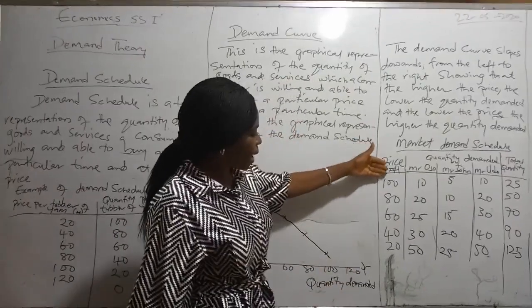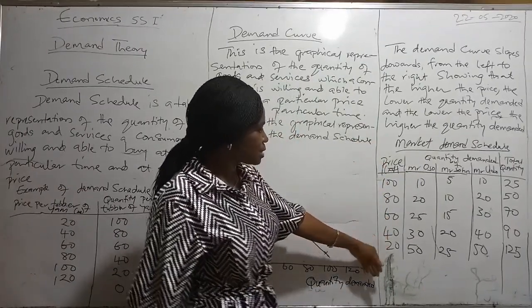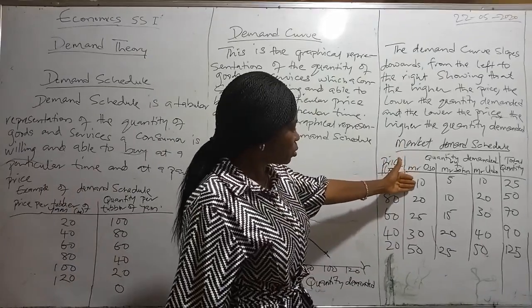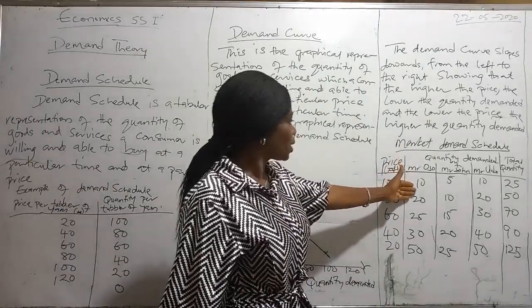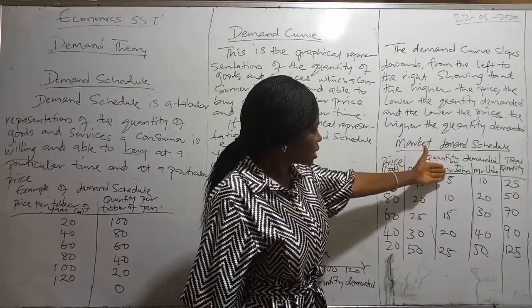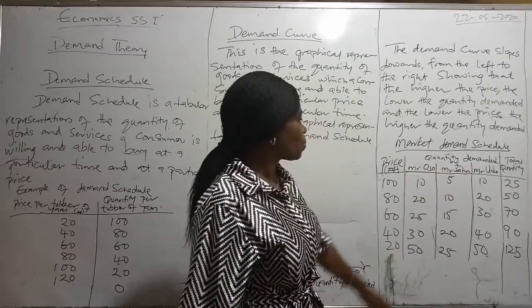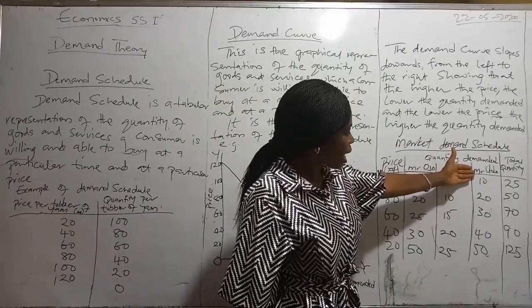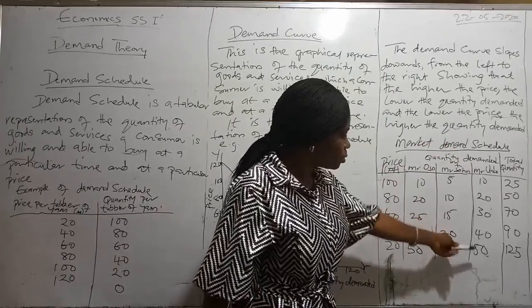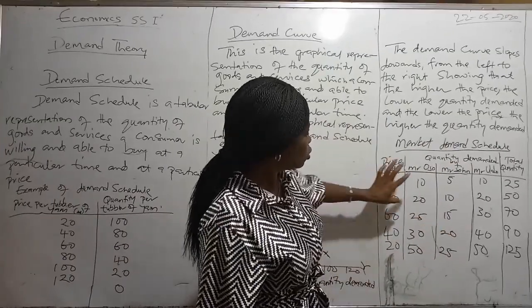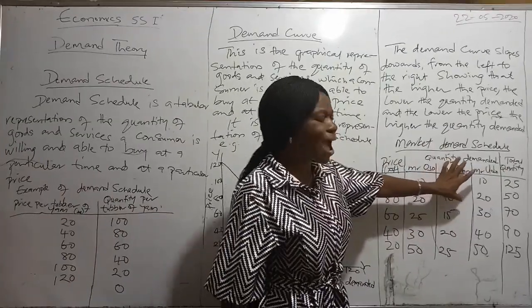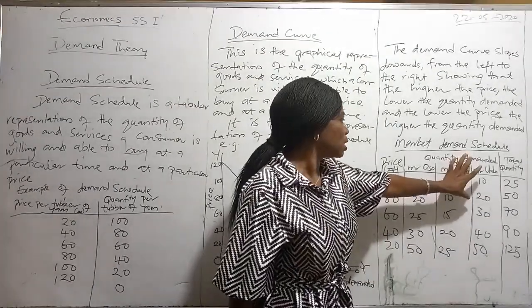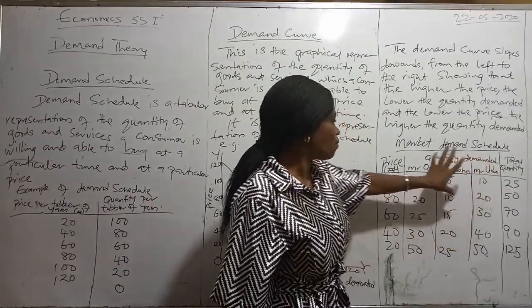Now look at it. The price is here. Look at the price. Look at the quantity Mr. Ojo is willing and able to pay for. Look at the quantities that Mr. John is willing and able to pay for. And that's the quantity Mr. Udo is willing and able to pay for. At the end, you just sum up. We said it is the aggregate of all the market demand, of all the demand.